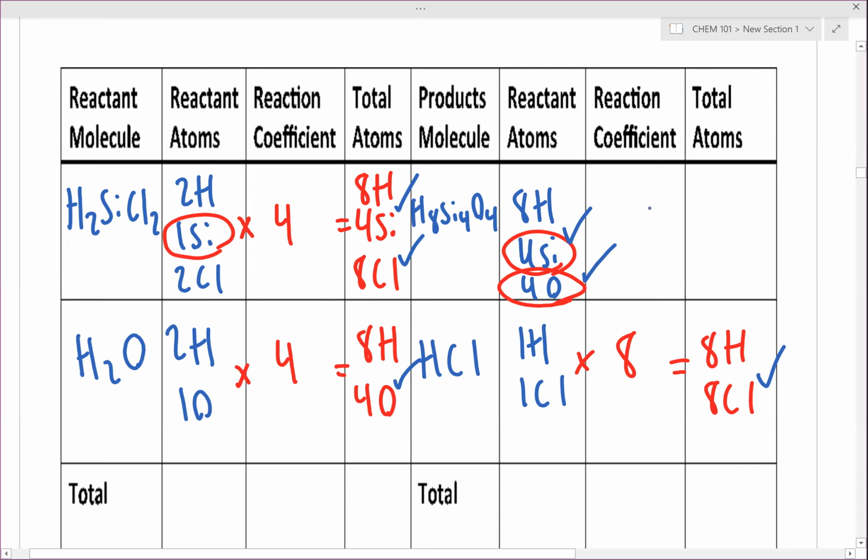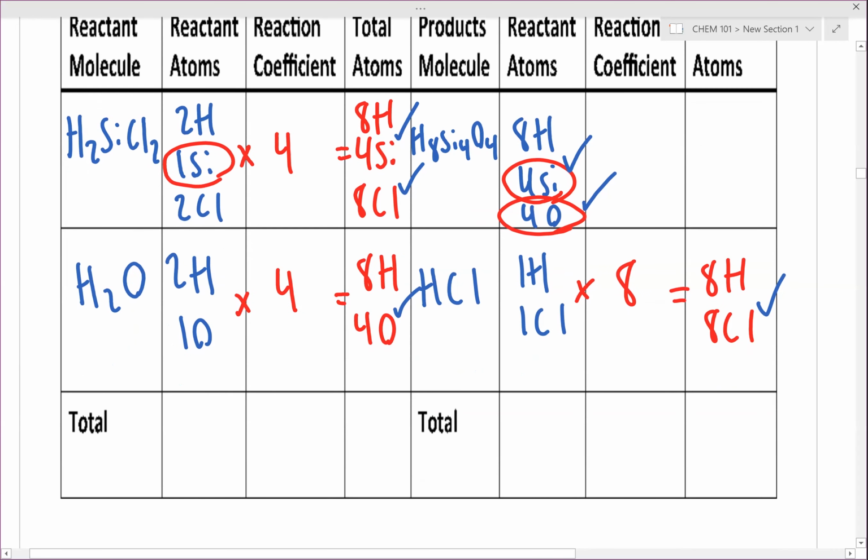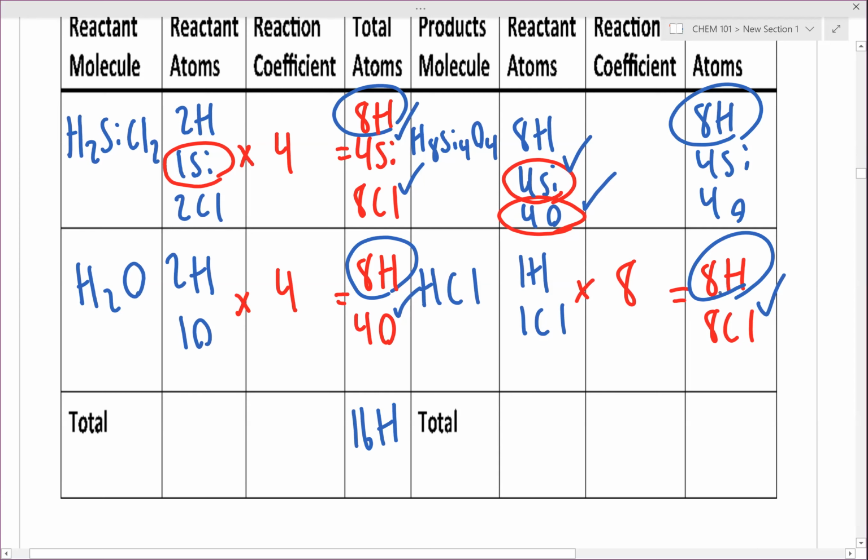Now, for hydrogen, you're going to want to check by looking at your total. So in my total, I have 8 and 8. So how many total hydrogens do I have? 16. Okay. On the top, on our right-hand side, for our products, I have 8 and 8. So how many total hydrogens do I have? 16. So is hydrogen balanced? Yes. This is when you rely on the total column to check your work, when you have elements that appear in multiple compounds. Does that make sense?